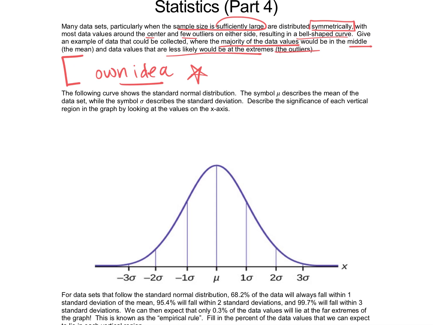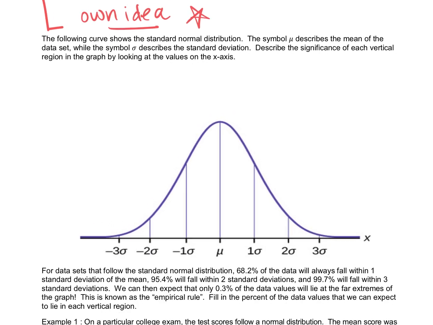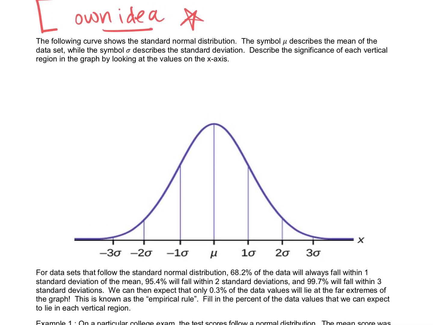outliers. So again, this following curve shows a standard normal distribution. The symbol mu right here is the mean of our data set. The symbol here is sigma. This is a standard deviation. We've talked about standard deviation. Remember, that was how much it deviates from the mean.